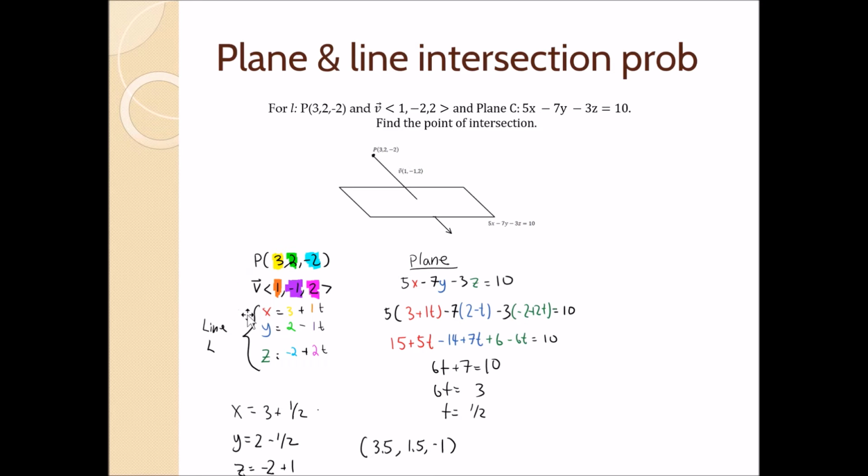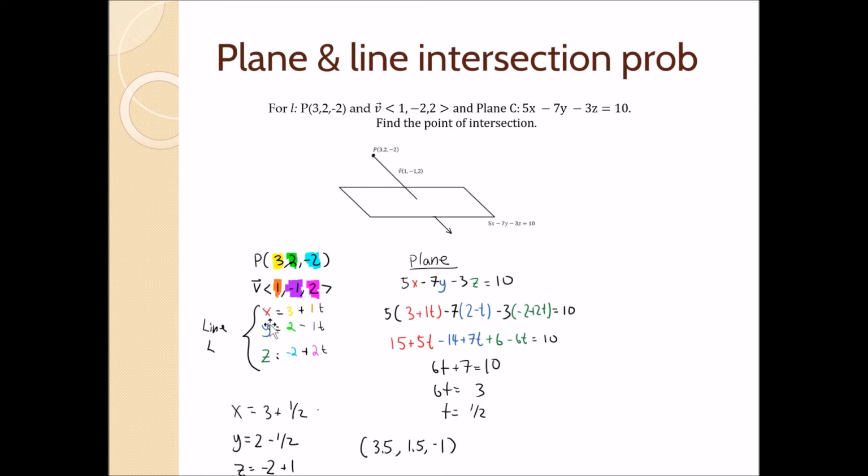So the first thing we'll do is create a parametric equation of a line using the point 3, 2, negative 2, and the vector 1, negative 1, 2. So we end up with x equals 3 plus t, y equals 2 minus t, z equals negative 2 plus 2t. And here we have the equation of the plane.